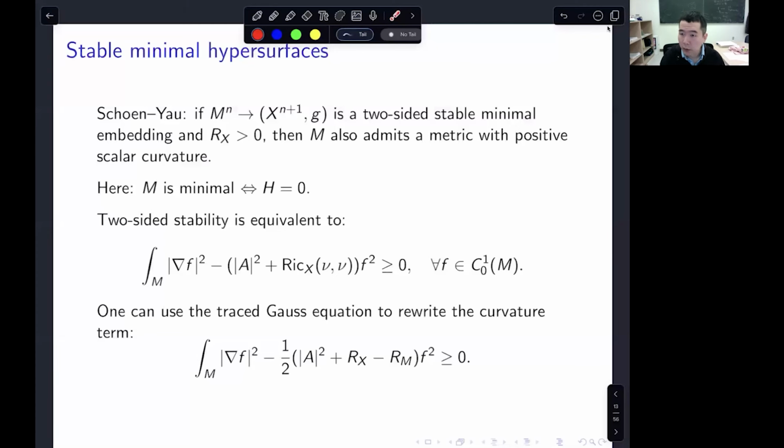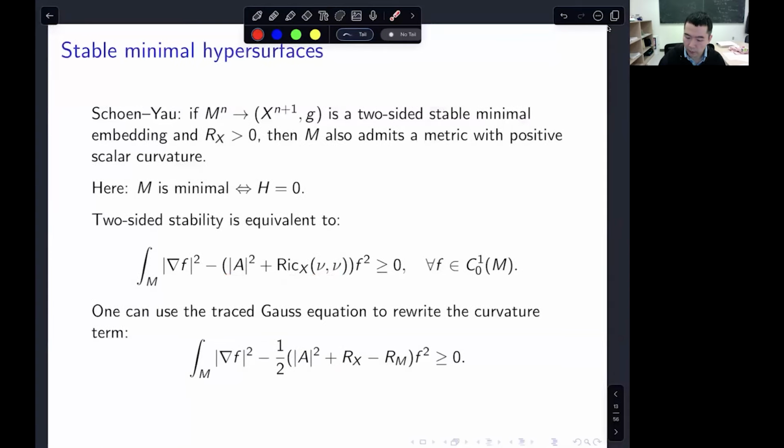The crucial observation of Schoen-Yau is that one can use the traced Gauss equation to rewrite this curvature term into a form that relates the ambient scalar curvature and also the scalar curvature of the minimal hypersurface. In particular, we're going to use this version of the second variation in the later discussion.